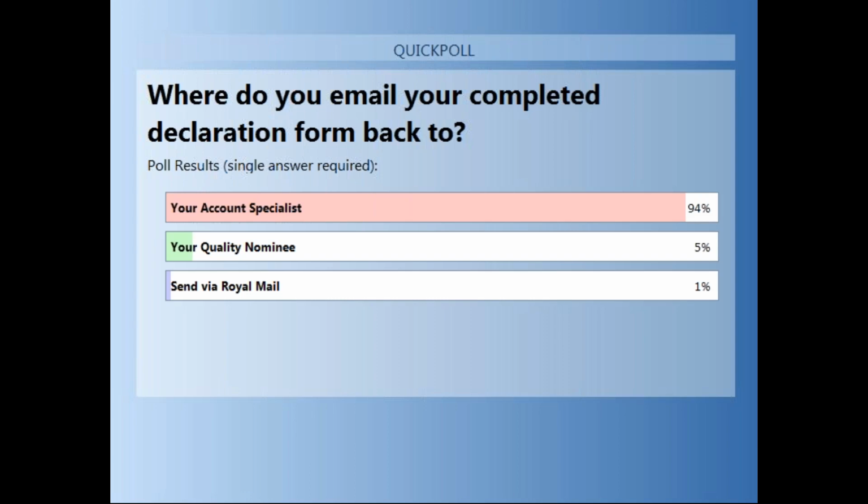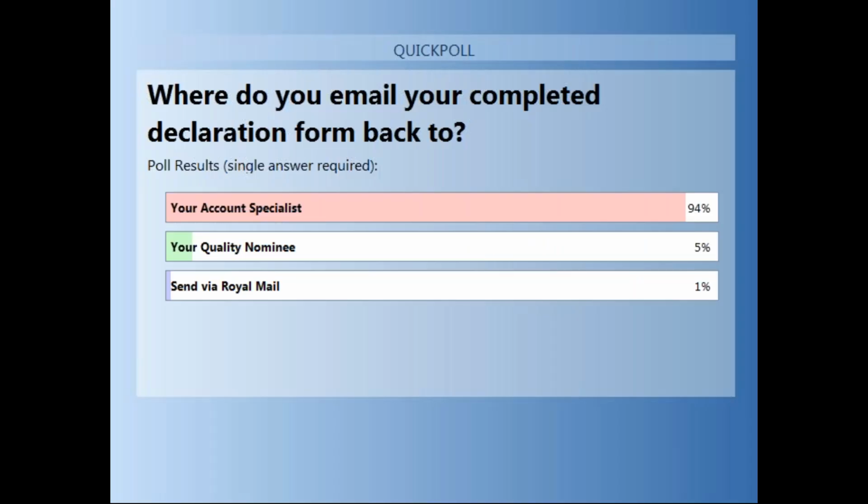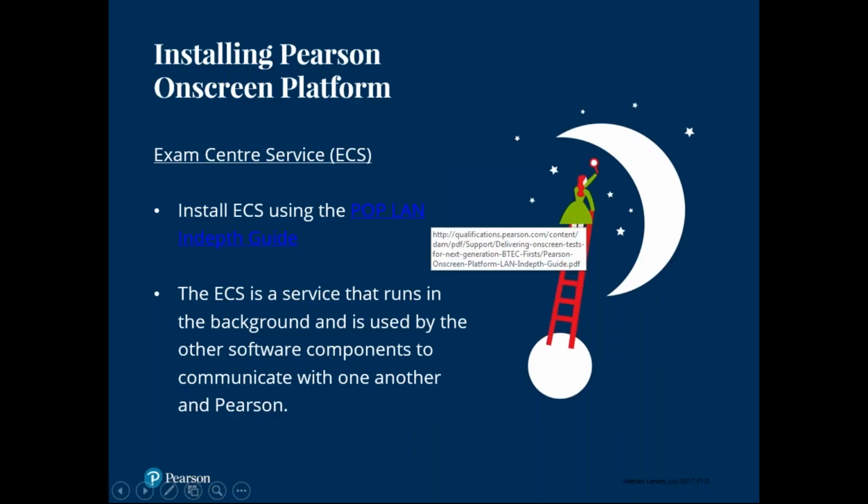So I'm just going to give you a brief overview of installation of the software. This software consists of 4 components. There's what we call the Exam Center service, which is a service that runs in the background. It doesn't have an interface as such. It just installs a shared folder and a service on your server, or it can be installed on a network computer as well. I'll just show you the guide again.